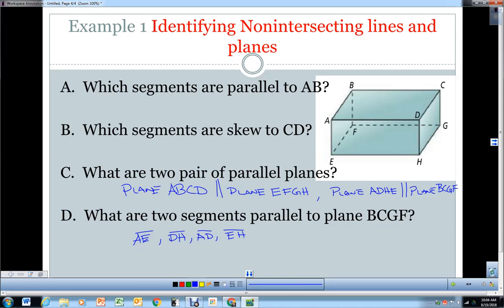So now let's look at two segments that are parallel to the plane BCGF. The plane BCGF is our back face, which means that any segment in the front plane, because this plane is parallel to it, would be parallel to this plane. So that could be segment AE, DH, AD, and EH.